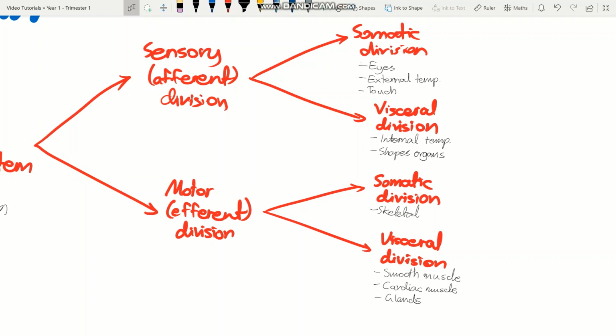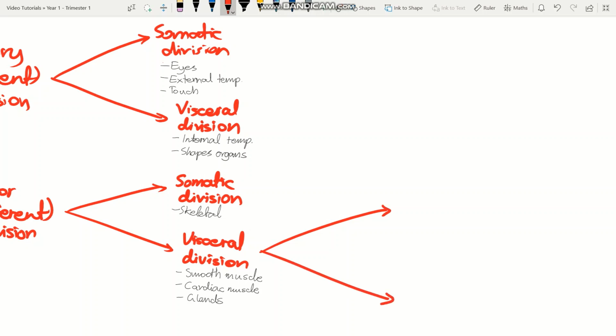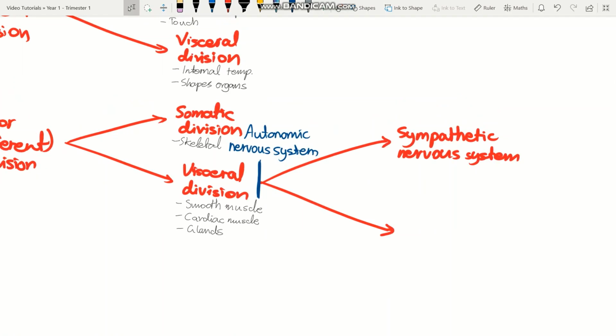However, the motor division actually contains two more divisions within it, and that's not within the somatic and visceral division, but only the visceral division. Now, it's important to note that this division that occurs here actually involves the formation, basically, of another nervous system, and it's called the autonomic nervous system. And the autonomic nervous system contains two subgroups of its own. One is called the sympathetic nervous system, or sympathetic division, and there is also the parasympathetic nervous system.